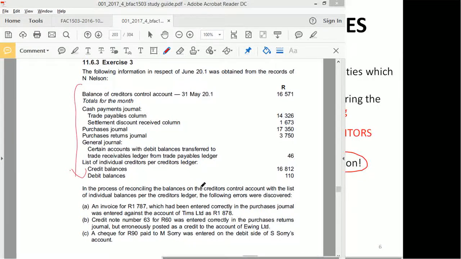So let's look at each of these. Balance of the creditor's control account. What is the balance? It's what you're starting with, right? So what was this? Was this for the beginning or end of the month? Beginning of the month. Beginning of January is end of May. Do you agree? So if I'm looking at creditors, what type of account am I dealing with? An asset, liability, income, expense, capital, drawings?